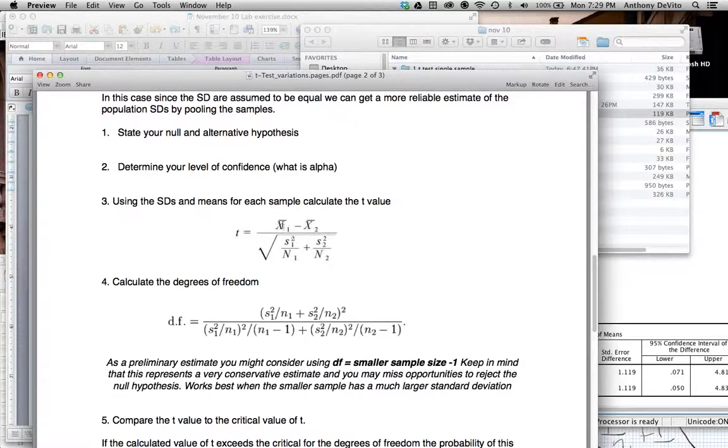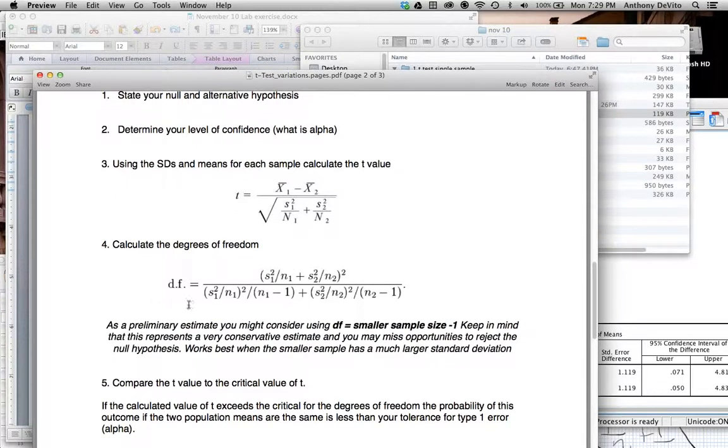But we know all those numbers, right? X bar 1, we know that number. X bar 2, we know that number. S1, we know that number, so we know what it is squared. S2, we know that number, and the sample size 1 and sample size 2, we know. Now that we've got our t-score, we have to do the same thing again. We have to compare it to the critical value. For the critical value, we go to the t-table. We say, okay, for this degrees of freedom, this is the t-score that I have to exceed.